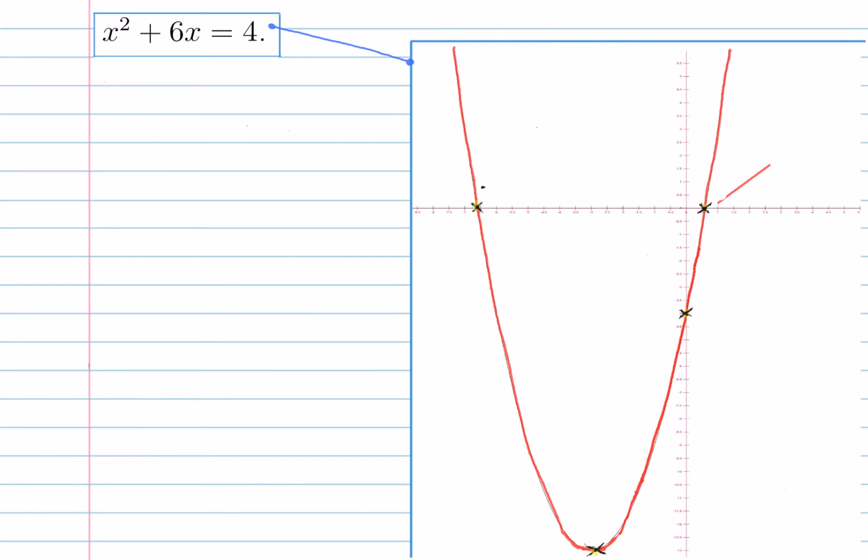Okay, so here we have a quadratic equation, and I've also done the graph here for this quadratic equation on the right hand side. Now the first thing we must do here before completing the square is rearrange the equation so it equals 0. So this then gives us x squared plus 6x minus 4 is equal to 0. It's very, very important that we do that at the start.